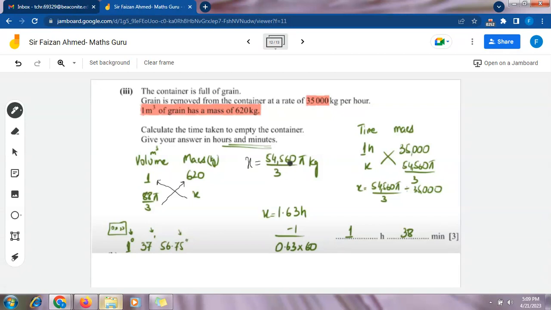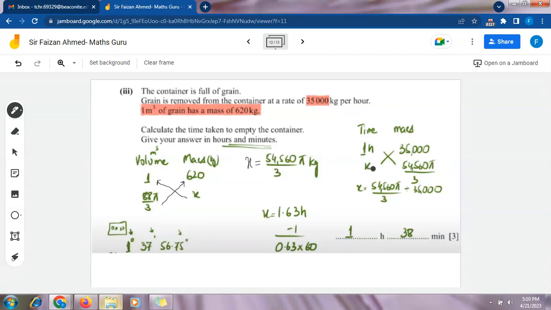And what is the flow rate? The flow rate is 35,000 kg per hour. 35,000 kg is being removed in 1 hour. Since we have this much mass, now we will find out the time. We will again use the same strategy. Time and mass are the two headings. The time is in hours, the mass is in kg. So in 1 hour, 35,000 kg is being removed. We now have 54,560 pi upon 3 as the mass, and we are interested in finding the time required to empty this mass.